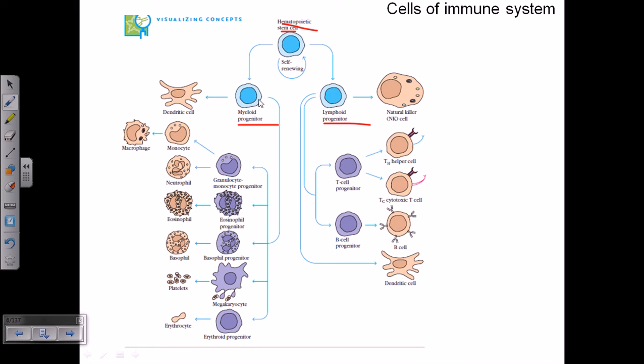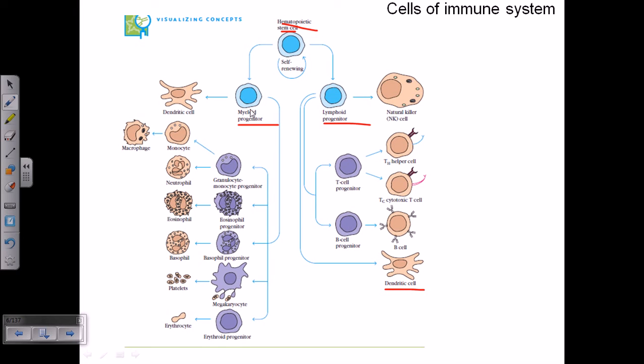Now the myeloid progenitor can give rise to many different types of cells according to the presence of different pigments in them. We can divide them into granulocytes. From the myeloid progenitor we can have granulocyte-monocyte progenitor, eosinophil-basophil progenitor, megakaryocyte, and erythroid progenitor. On the other hand, from the lymphoid progenitor we can have two different types of cells: one is lymphocyte progenitor and another is dendritic cells.